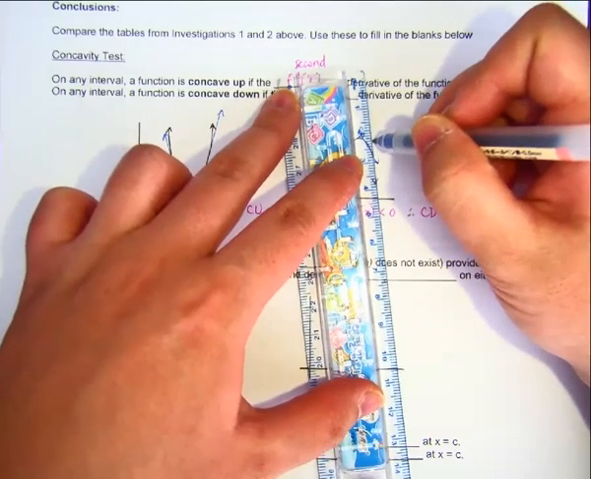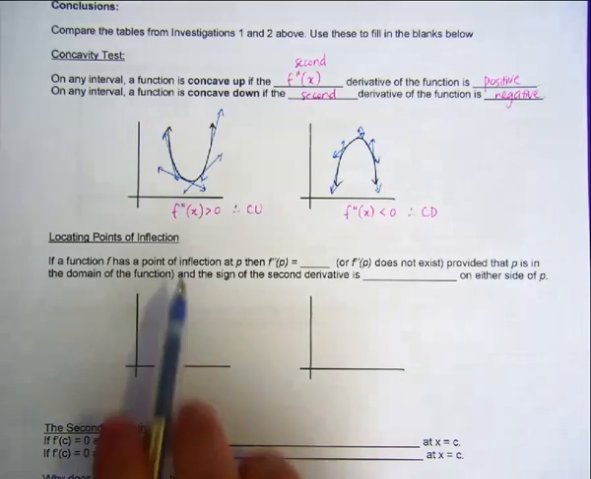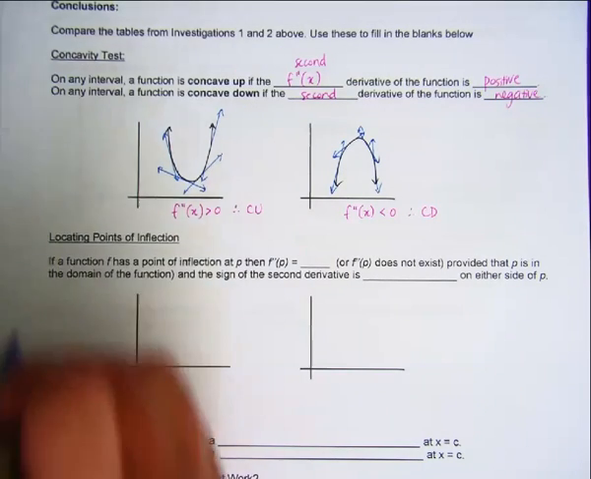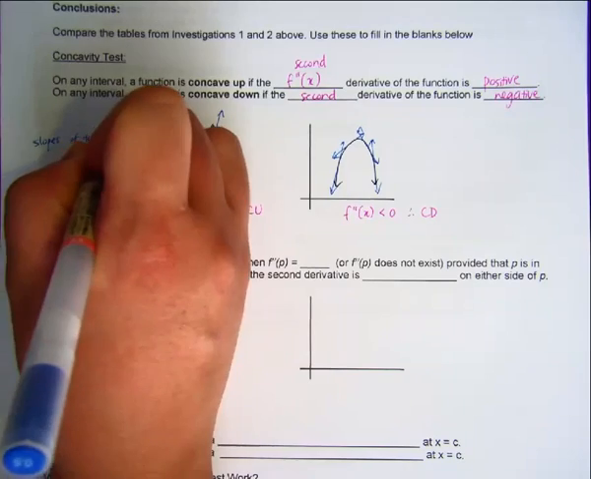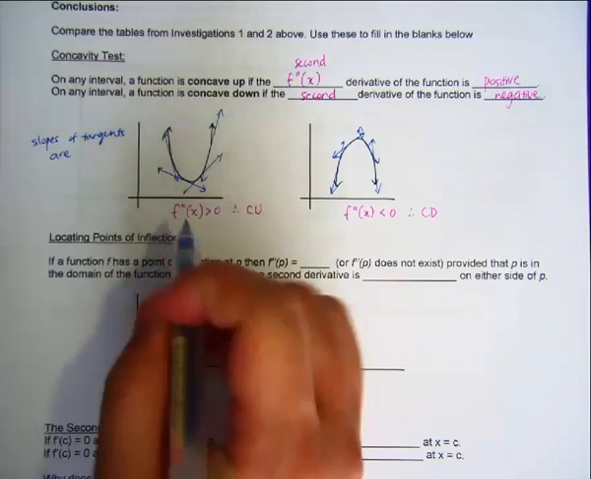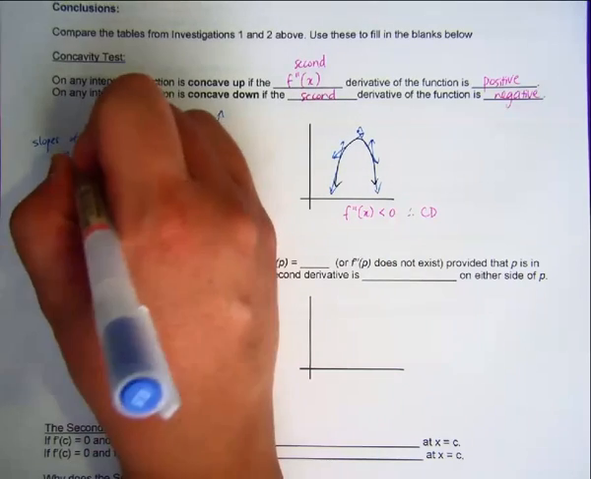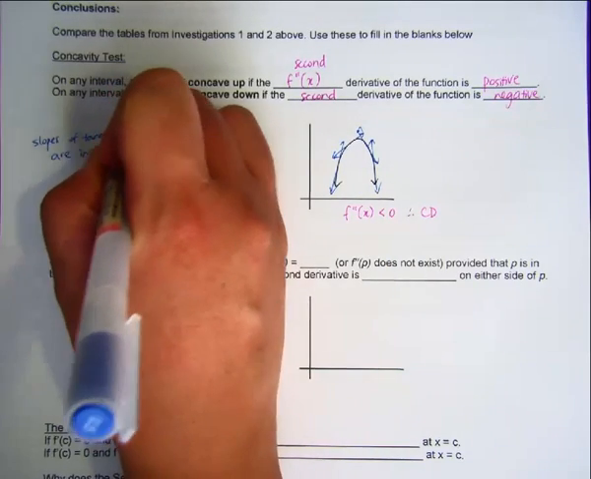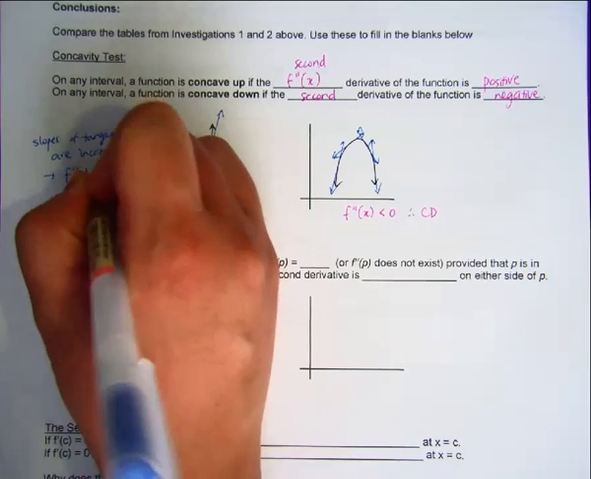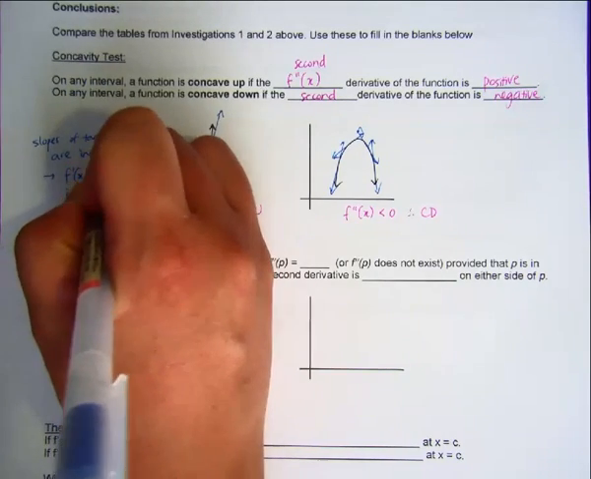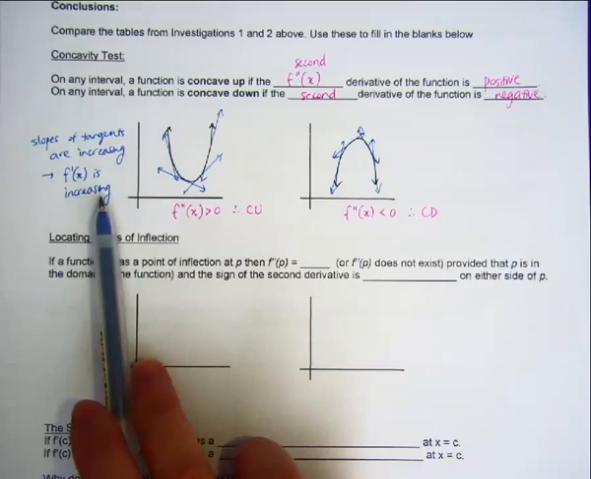So when we say that the second derivative is positive, it's really because the slopes of the tangents are increasing from negative values to 0 to positive. So this really means that the first derivative is increasing. And that's why the function is concave up. That's why the second derivative is positive.